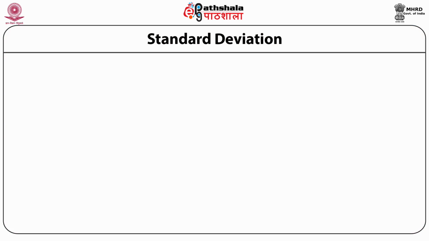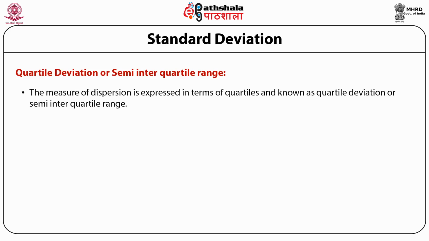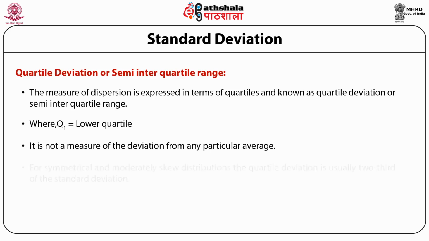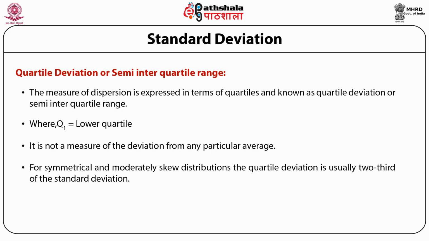Another type of deviation is the quartile deviation or semi-interquartile range. This is again a measure of dispersion, and it is expressed in terms of quarters, or you can say the quartile. It is usually calculated with the formula, if Q3 is the upper quartile and Q1 the lower quartile, then Q3 minus Q1 upon 2. It is not a measure of deviation from a particular average. For symmetrical and moderately skewed distributions, the quartile deviation is usually 2/3 of the standard deviation. So you can also find 2/3 of the standard deviation, and it will give you the quartile deviation.